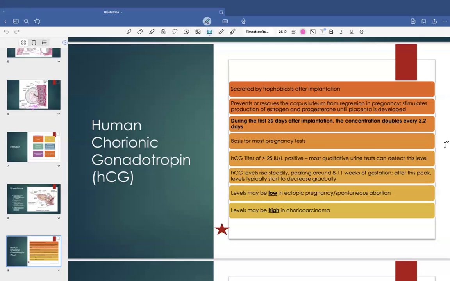During the first 30 days after implantation, the concentration of HCG doubles about every 2.2 days. There's a red star there for a reason. During the first 30 days, the concentration will double every 2.2 days. So that number should constantly be going higher and higher that first 4 weeks after implantation. And this is what we use in pregnancy tests.